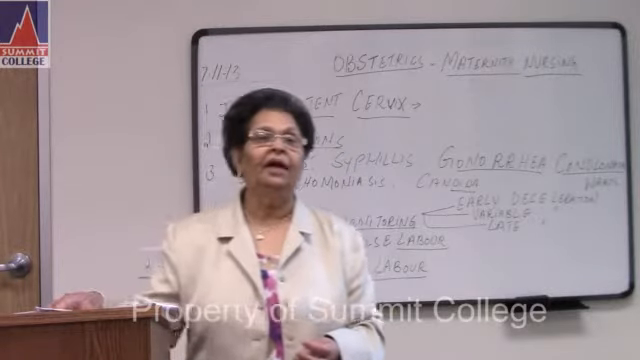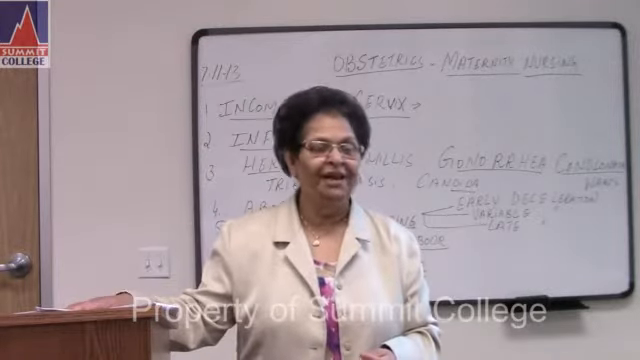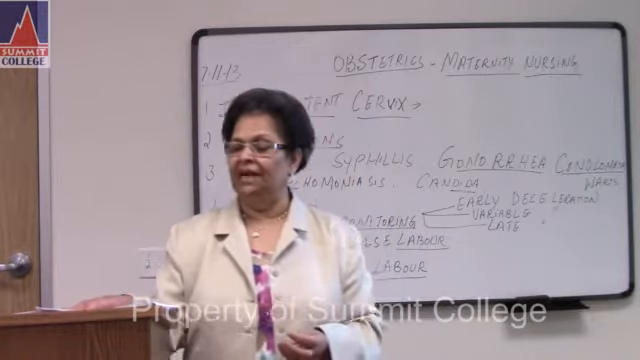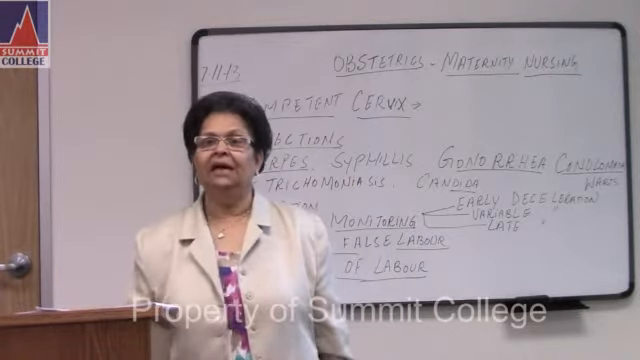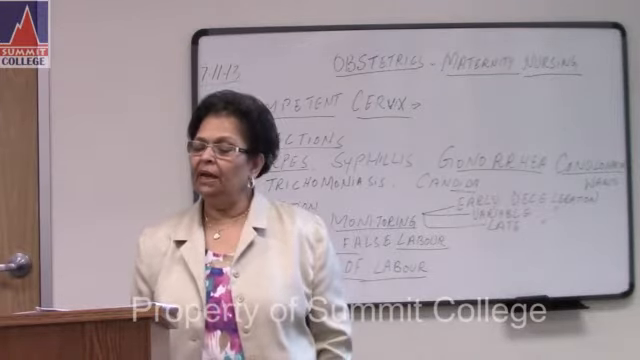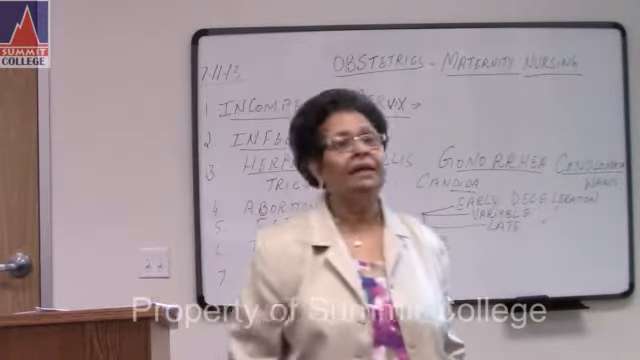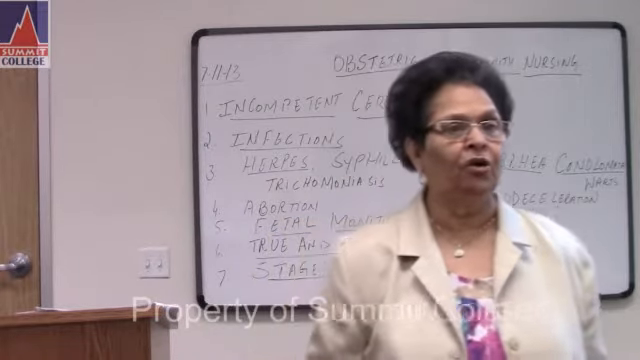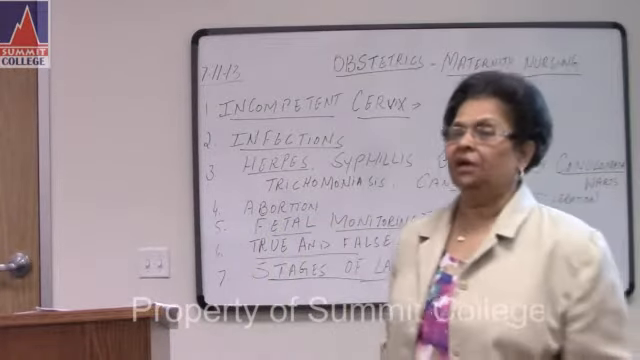What other complication can you have when they have preeclampsia? I said the word HELP syndrome. Remember that? HELP syndrome is hemolysis, elevated liver enzymes, and low platelets, a bleeding problem. What would be high here, and low here? Platelets are low and liver enzymes are high.